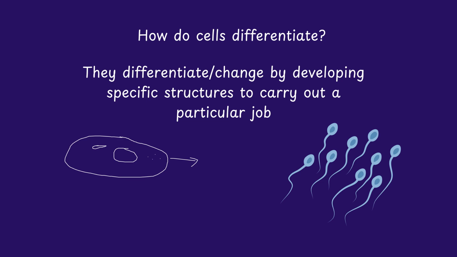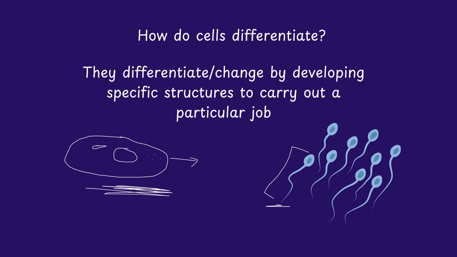If you notice, the sperm cell has specific structures to carry out its job. Its job is to move towards the egg and fertilize it. So the sperm cell has a tail that aids in movement. The sperm cell also has this streamlined shape that allows it to travel easily through fluid, right? So this undifferentiated cell can go on to differentiate, change in structure, so that the specialized cell can carry out its job.